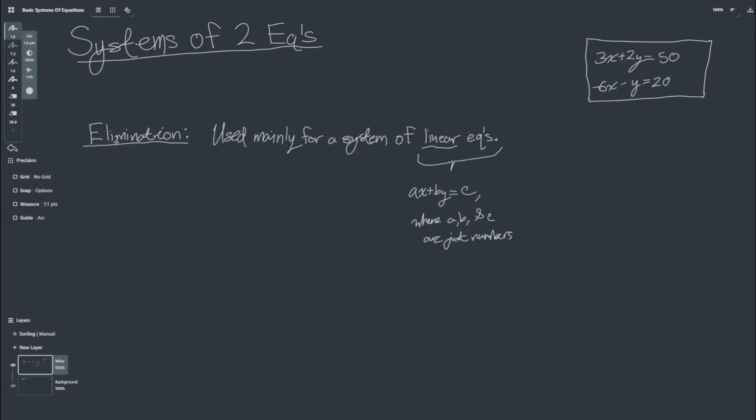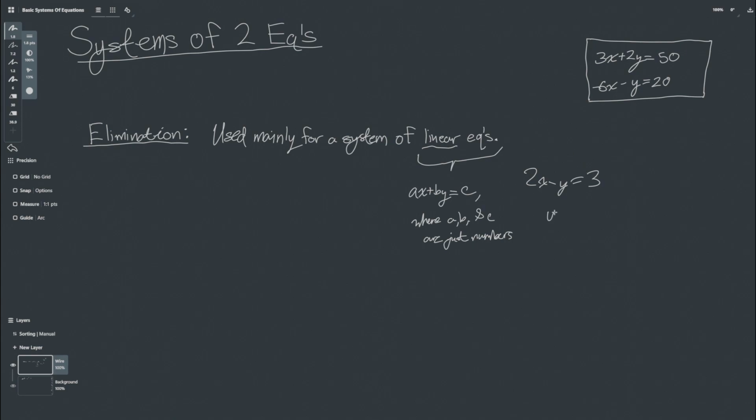So our third method here, elimination, I would consider to be the most advanced, and this is used mainly for a system of linear equations only. And a linear equation is an equation of the form ax plus by equals c, where a, b, and c are just numbers. So say 2x minus y equals 3. That's a linear equation because this minus y is just minus 1 times y, and that equals 3.